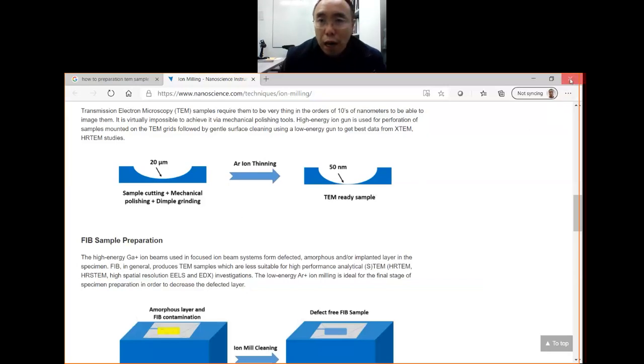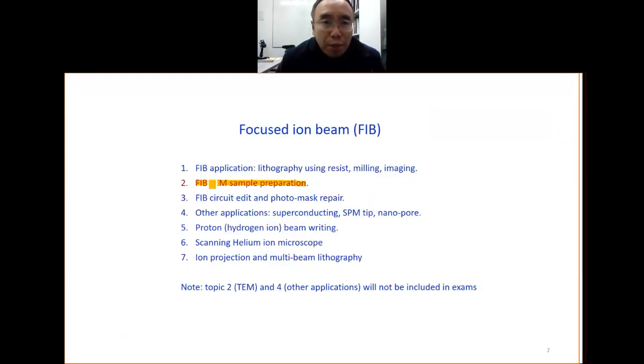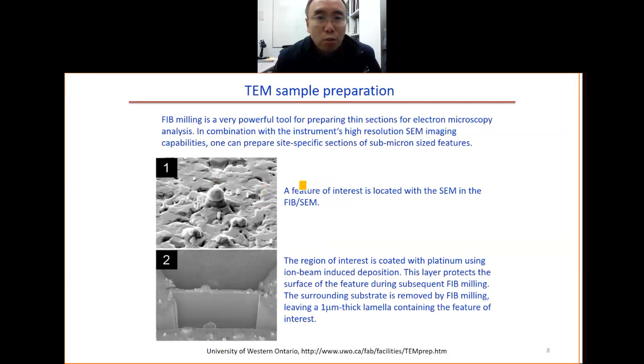But if you do the TEM sample preparation using focused ion beam, then you get more precision. But what do you do? First, you look at the sample. This is the sample. First, you decide where is the part of interest you want to see. So you want to see this part. Then you make a mark.